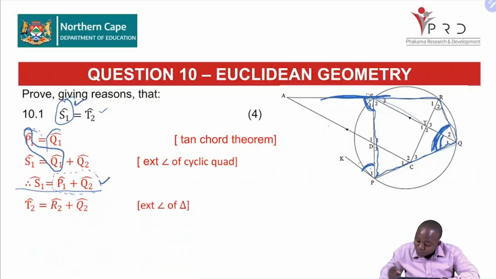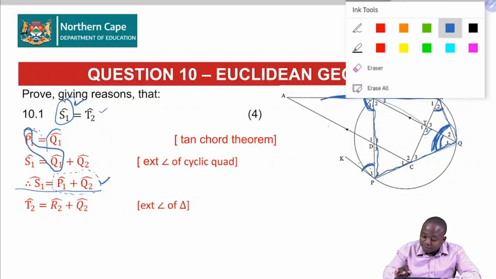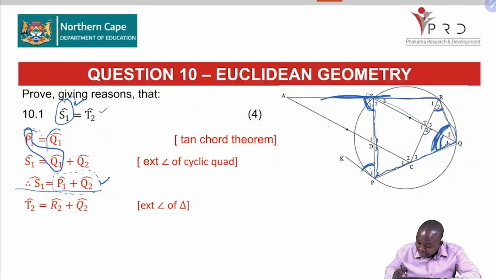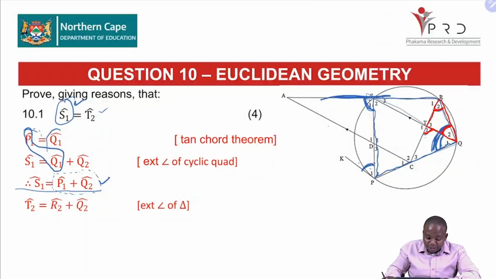Now let's look at T2. Our T2 is equal to R2 plus Q2. Let's change the color. This one. So this one is the sum of the two, so it is an exterior angle of a triangle. What am I trying to do here? I'm trying to form a connection between S1 and T2, and I can see that Q2 is already in S1.